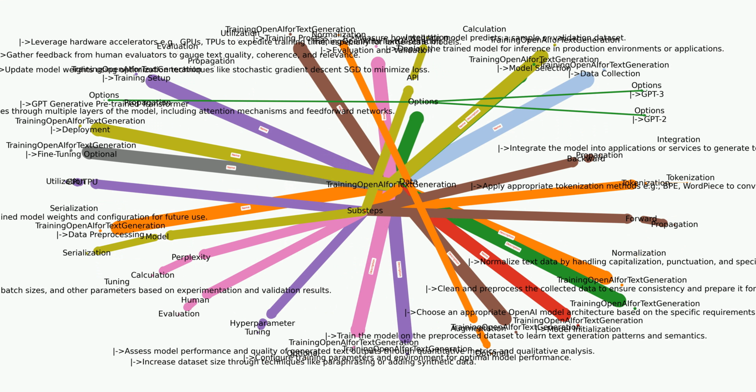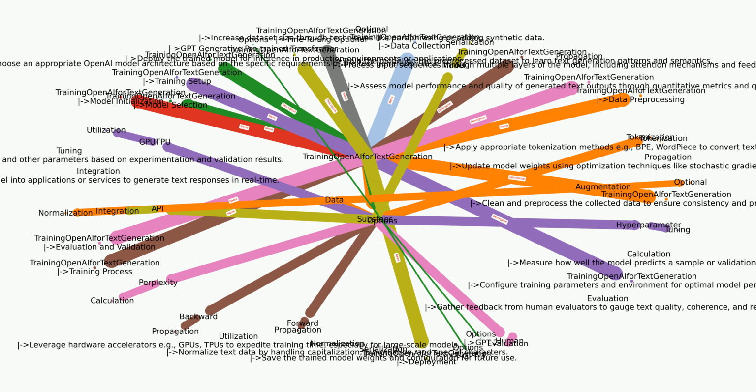Name: Model initialization. Description: Initialize the selected model architecture with pre-trained weights or from scratch, depending on available resources and task specifics.